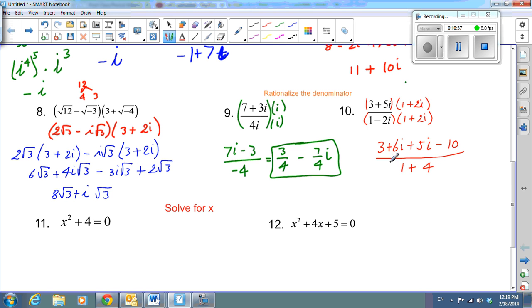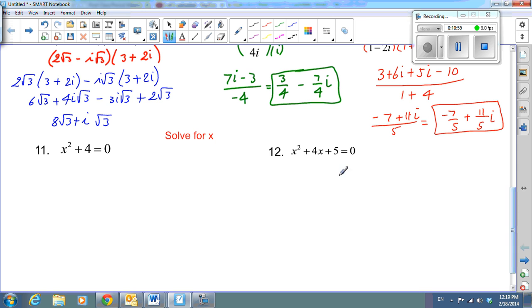Let's combine like terms on top. I will end up with negative 7 plus 11i over 5. And I will break it down to get negative 7 over 5 plus 11 over 5i. And that will be your final answer. The last two problems require us to solve. So let's go ahead and solve it.